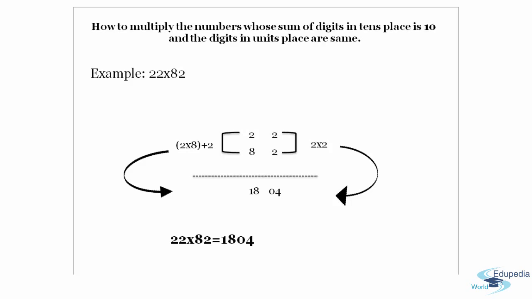So guys, this is the technique which is very helpful in finding the product of two-digit numbers in which the sum of digits in the tens place is 10 and the digits in the units place are the same. I hope that you have enjoyed this technique and that you too apply the same technique whenever it is applicable.